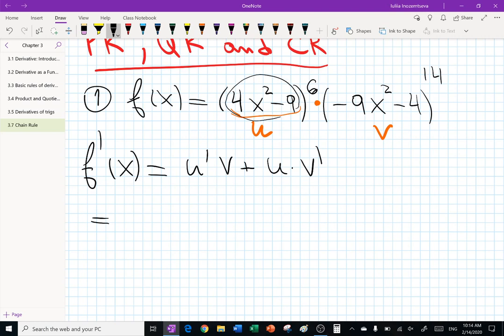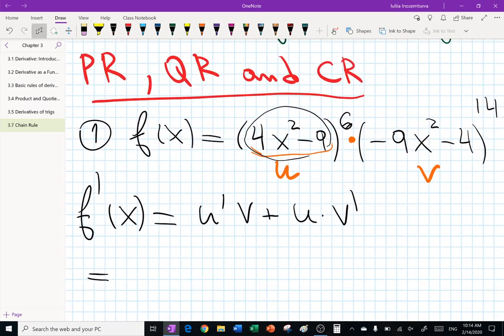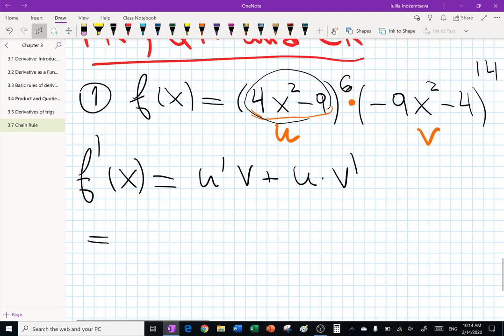Do you all see what's the outside piece? This is how I see it in my mind. This is how I teach when I tutor people one-to-one. This is how you should see it. It's something to the 6. I know how to differentiate something to the 6. 6 goes down. Copy this something. Change the power. Make sense?